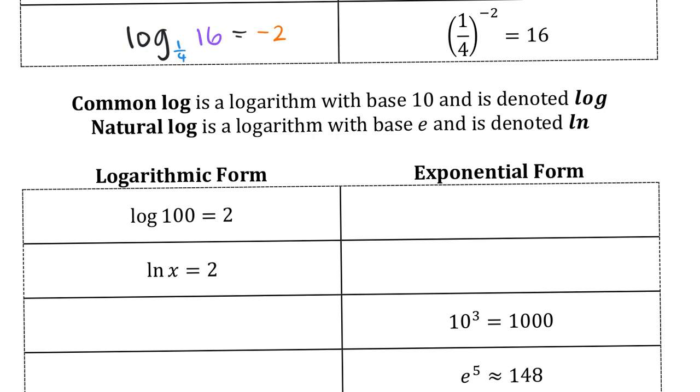The other type of log is called natural log. It's a logarithm with a base of e. We learned in the previous section e is 2.7 something something, and it's a very common constant in science and finance.